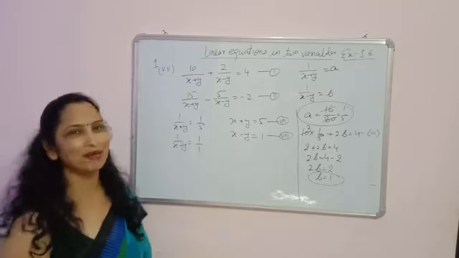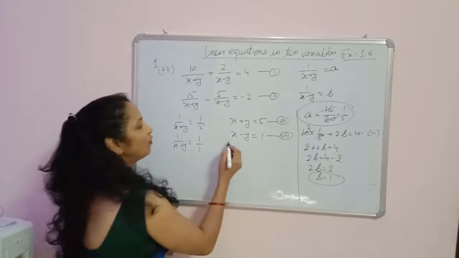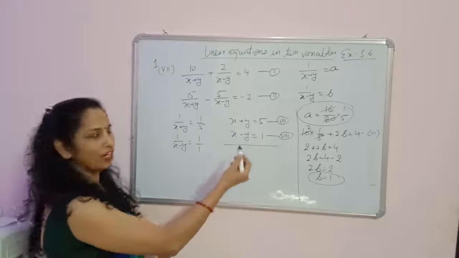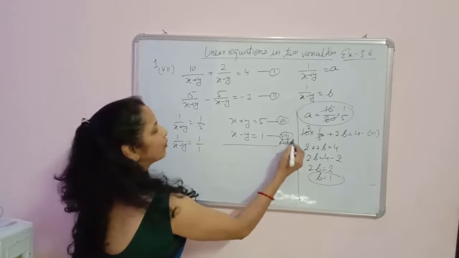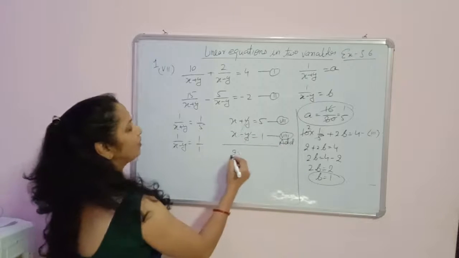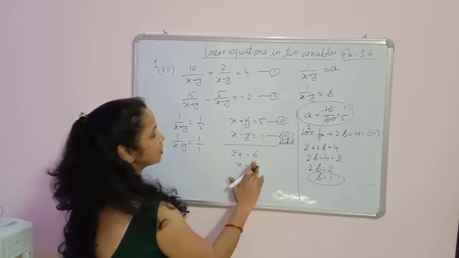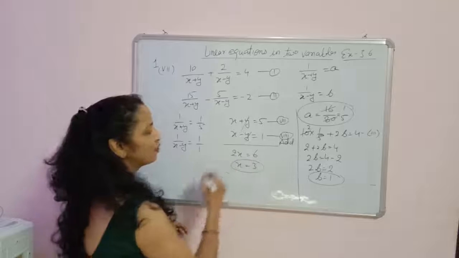We made 8 equations. It doesn't matter. So now what will you do? You will add the equations to cancel out y with y. So we are going to add the equations. y cancels with y and we get 2x is equal to 6 and x is equal to 6 upon 2, that is 3. This is the value of x.